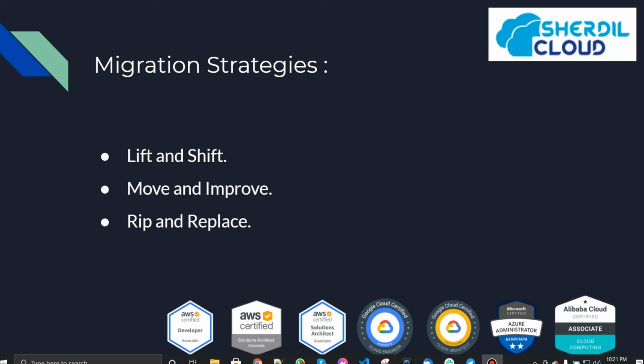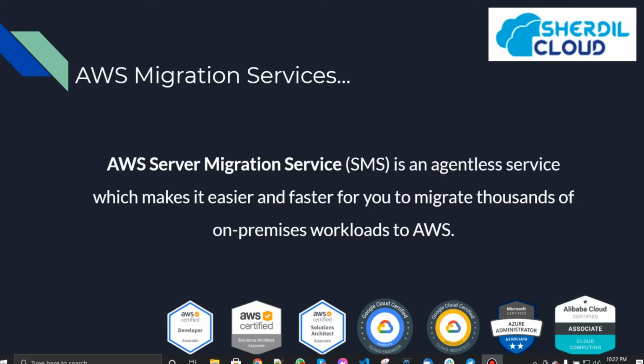Second is called move and improve, where you need to configure your VPN. Once you configure your VPN, you need to configure your agentless service in order to migrate your infrastructure from the hypervisor, like Hyper-V, VMware or Xen server, to clouds like AWS, Google, and Azure Cloud. And third is rip and replace, a complete replacement. Once you configure your infrastructure on AWS or Google Cloud, you just need to eliminate the physical infrastructure.